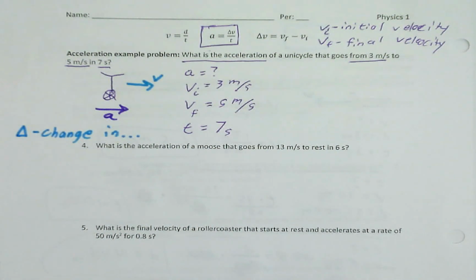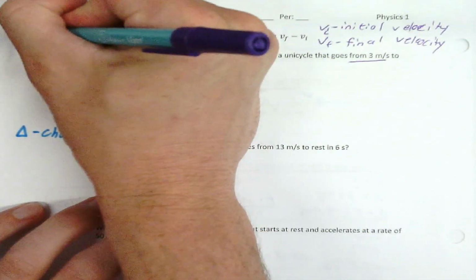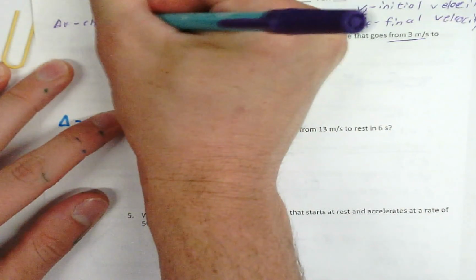You will never see delta by itself. You'll see delta V, delta X, delta T, delta Y, delta Q, delta F. You'll see delta whatever. But it's always the second thing of what it is you're changing. So, delta V then means change in velocity.